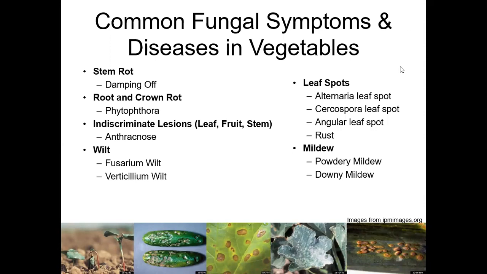All kinds of leaf spots on different plants that we see each year. Mildew, the symptom, you can actually see the powdery mildew on the surface. Downy mildew, you don't really see the powdery. You can see that more on the underside of the leaves.